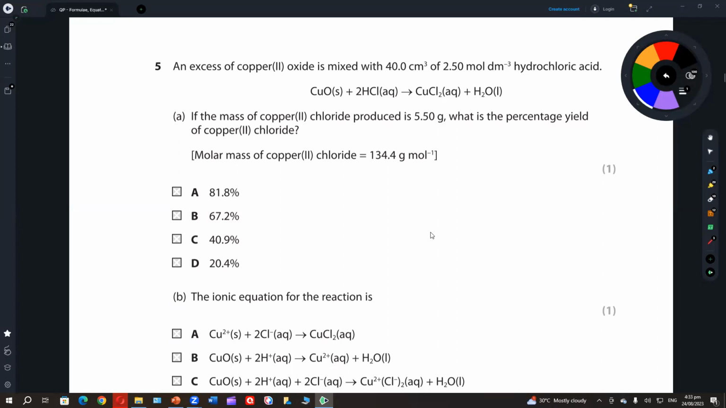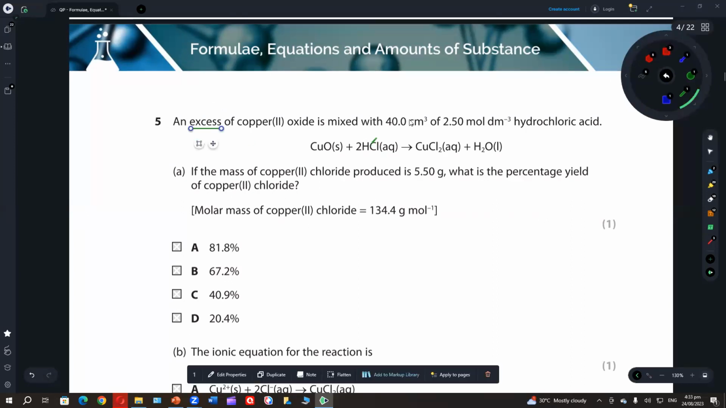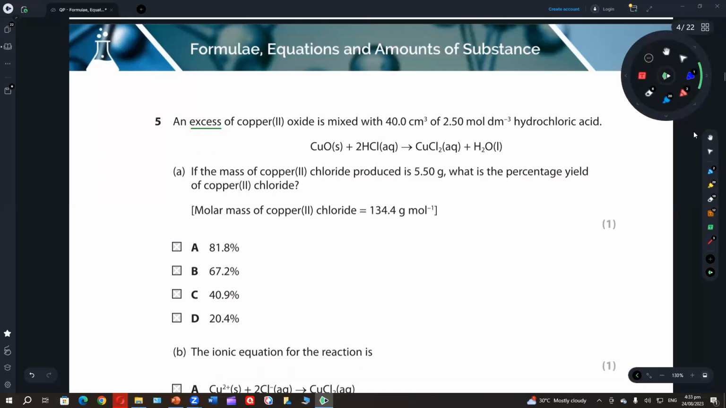So I start my working. I have to read the question at least twice. I have noticed that he is saying excess. In chemistry, excess means that some of the reactant will not react. It will remain unreacted. 40 cm cube, 2.5 mole per dm cube hydrochloric acid. Equation is given. Okay, so let's start with the mole per dm cube.